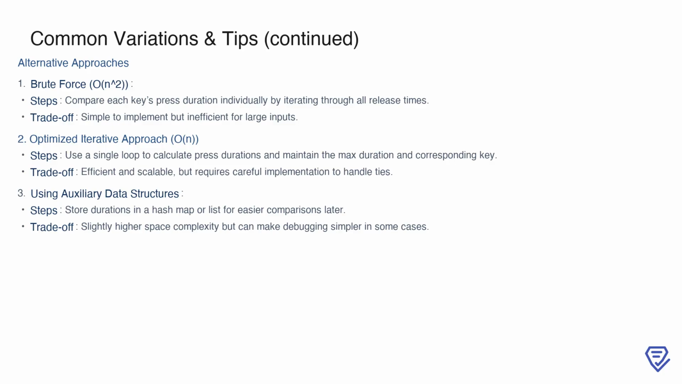A more optimal approach uses a single loop to calculate press durations and simultaneously maintain the maximum duration and corresponding key, achieving O(n) complexity. This method is highly efficient but requires careful handling of edge cases, such as ties. Another alternative is to use auxiliary data structures like a hash map or list to store durations for easier comparisons later. While this increases space complexity slightly, it can simplify debugging and make the logic more intuitive. Choosing the right approach depends on the constraints and requirements of the problem you're solving.